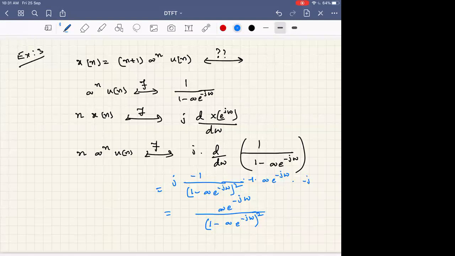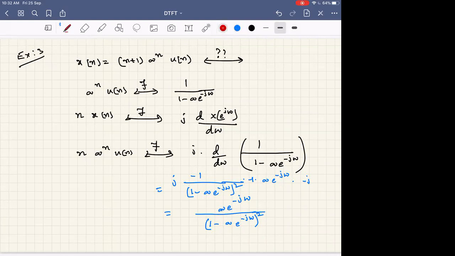What we need is slightly different. Okay. So n plus 1 is here, into a power n u of n. How do we bring in that? So n plus 1, if I expand, what will happen? n into a power n u of n, plus a power n into u of n. Okay. So can any one of you tell what should I do now?